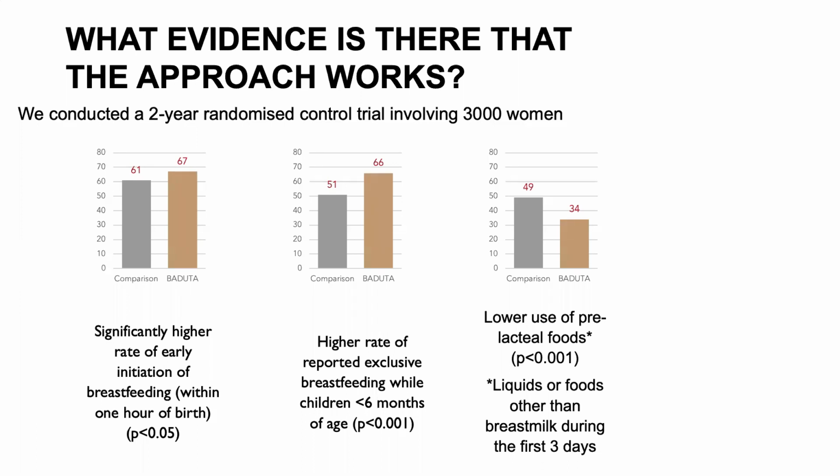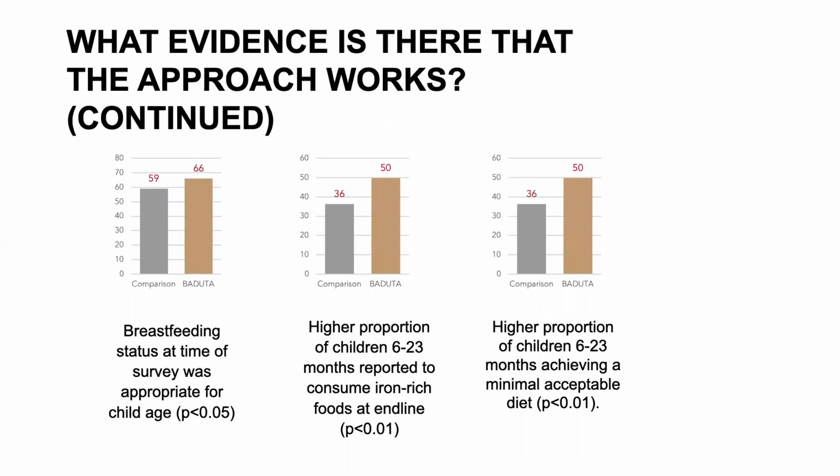So we found there was significantly higher initiation of early breastfeeding. The really interesting thing is the middle slide. There was a 15% increase in exclusive breastfeeding among the women who actually experienced our intervention, including the emo demos. And again, lower use of pre-lacteal foods. Next slide, please. Also a higher proportion of children consuming iron-rich foods at endline, and of course improved dietary diversity. Next slide, please.